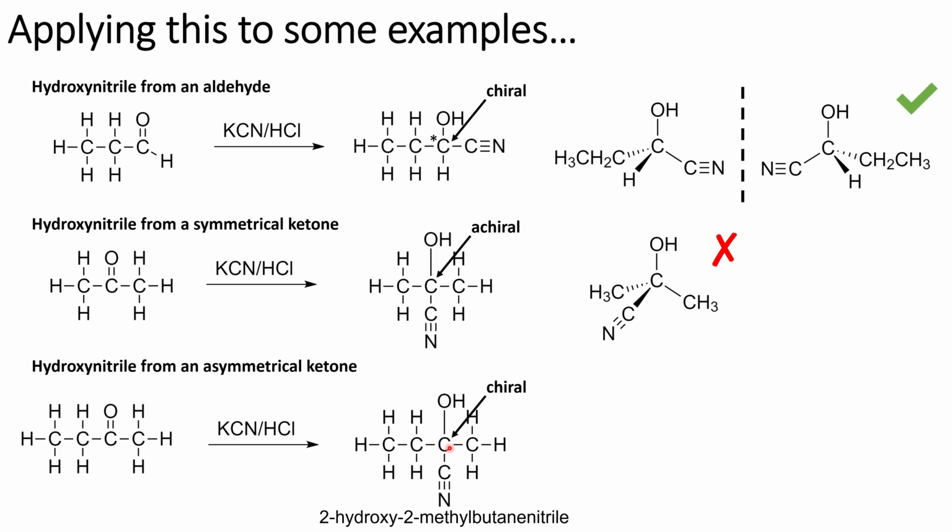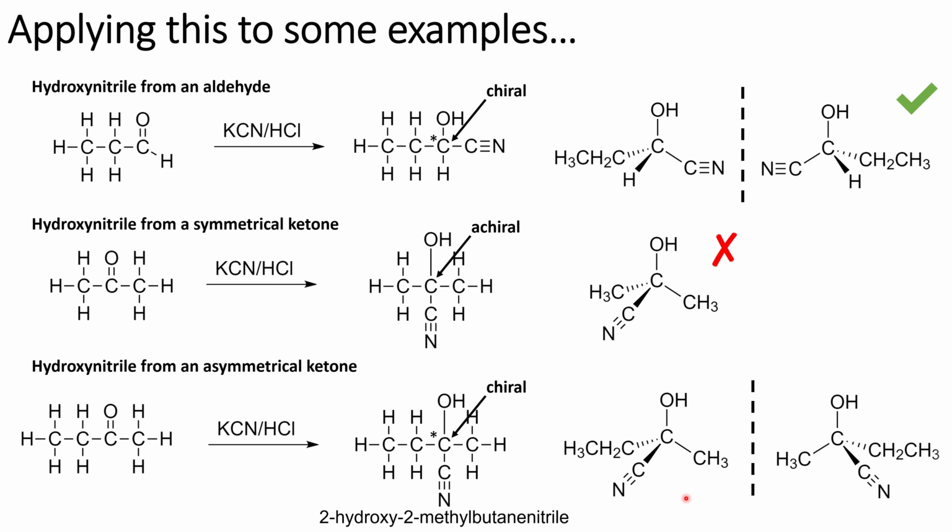This carbon here is chiral because it has 4 different substituents: a hydroxy group, nitrile group, methyl group, ethyl group. We'll mark it with a star to show that it's chiral, and then we'll draw its optical isomer pair. Remember, the optical isomer pairs are known as enantiomers of each other.